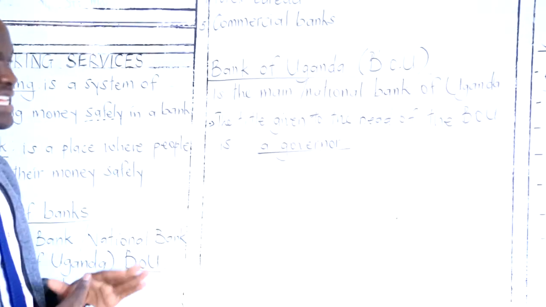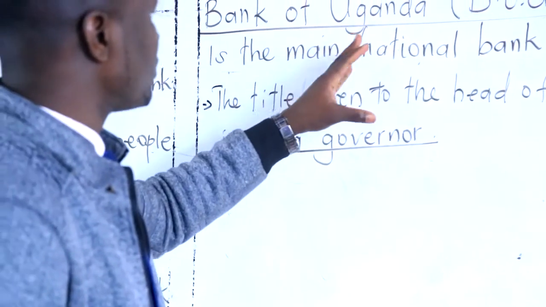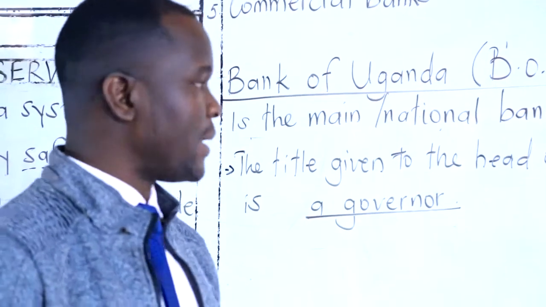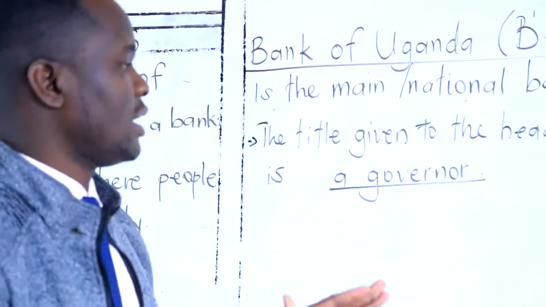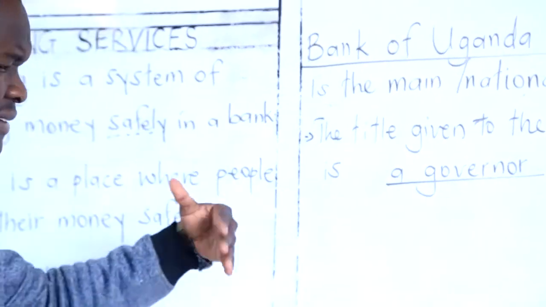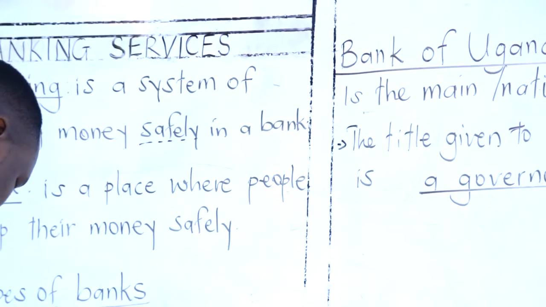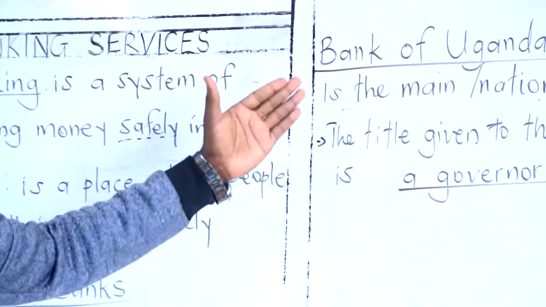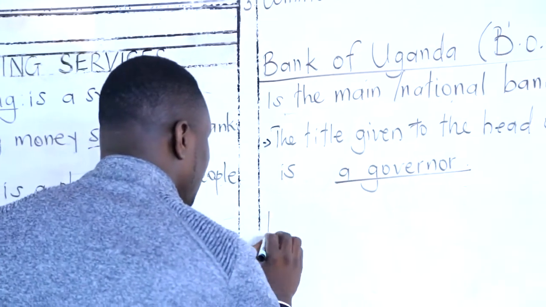So that is the point that we have got in our lesson again. The title that is given to this person who heads the Bank of Uganda, we have said this person is given the title a governor. Then he can be having his or her name, but that is what we call a title. Now, what does this Bank of Uganda do? Roles played by the Bank of Uganda.